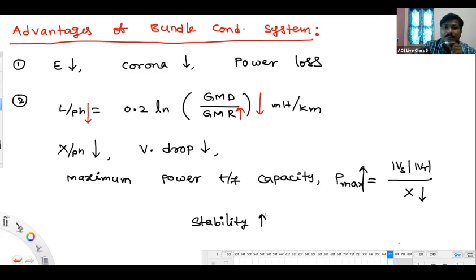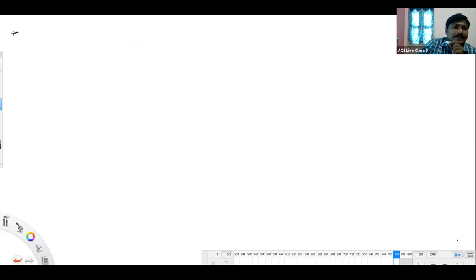Inductance decreases if you are using bundle conductor system, so voltage drop is decreasing and maximum power transfer capacity is increased. Okay, next, third one. I'm going to say with respect to capacitance calculation. We have not done the capacitance calculation till now, but still I will give the equation for comparison. I will derive that equation later.